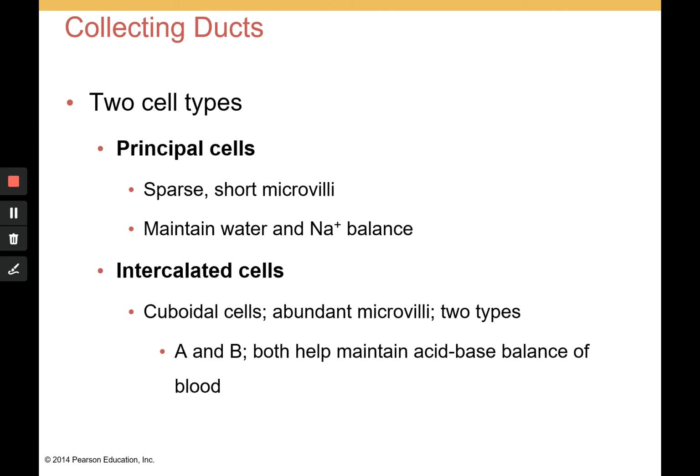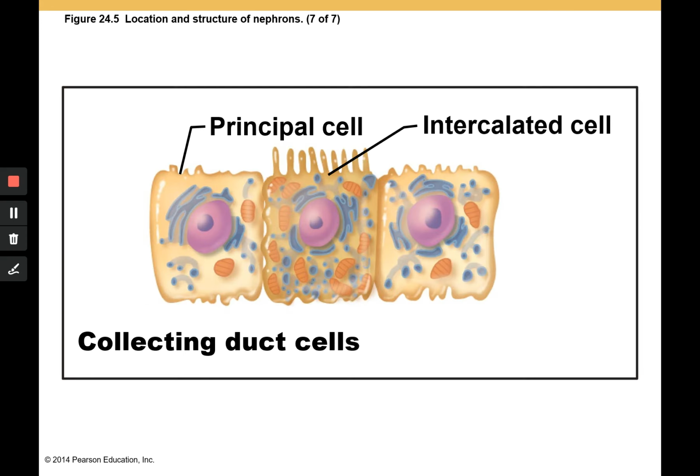So after filtrate is made, it runs through the renal tubule system. Then when it leaves the nephron, it next enters into collecting ducts. So this is the structure we're looking at after the nephron. It has principal and intercalated cells, and the principal cells don't really have microvilli, whereas the intercalated cells have a lot of microvilli. And we see that the principal cells are involved in regulating water and sodium balance, and the intercalated cells are involved in regulating acid-base balance. So intercalated cells regulate acid-base balance, tons of microvilli. Principal cells more involved in sodium and water regulation.